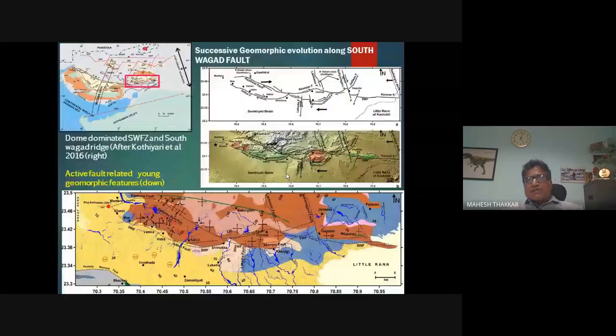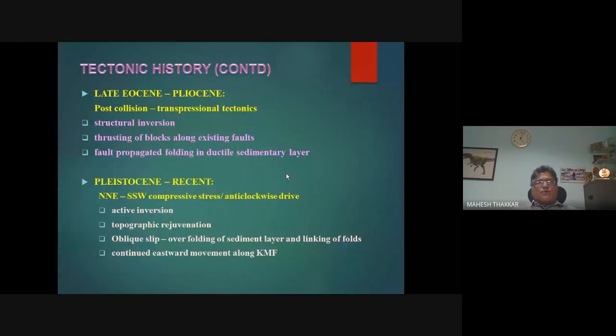Now this is basically the end of our IBU KMU system. Now we enter into the new system of the late Eocene to Pliocene post-collision transpressional tectonics, wherein we have structural inversion, thrusting of the blocks along the existing faults, and fault-propagated folding in the ductile sedimentary layers. So we will see some of the crucial and very important sites. I don't know whether I have given the justification to show those sites, but I have a few slides.